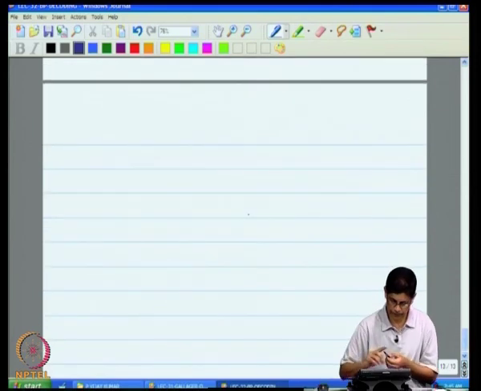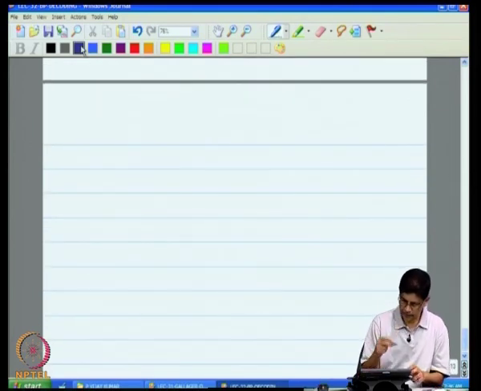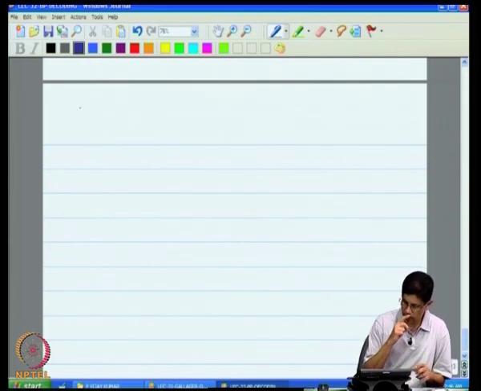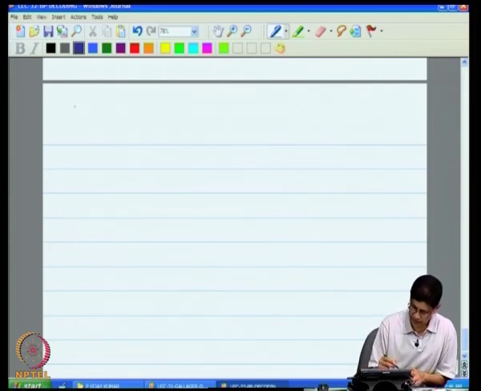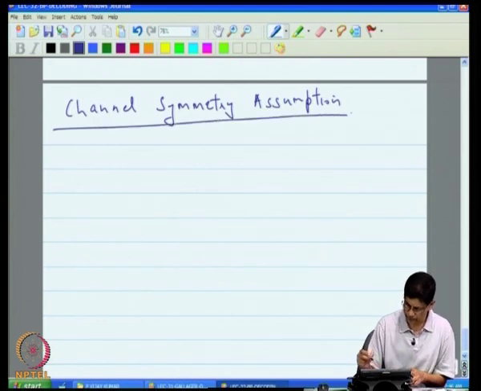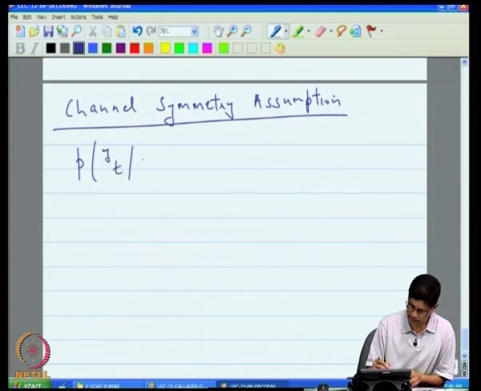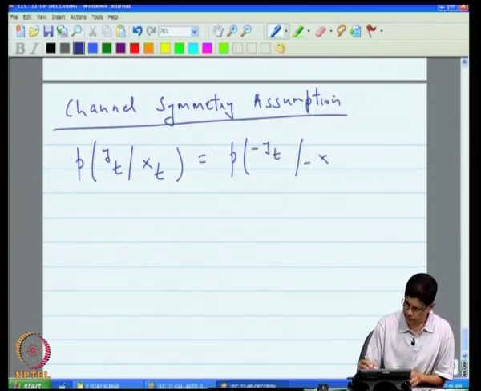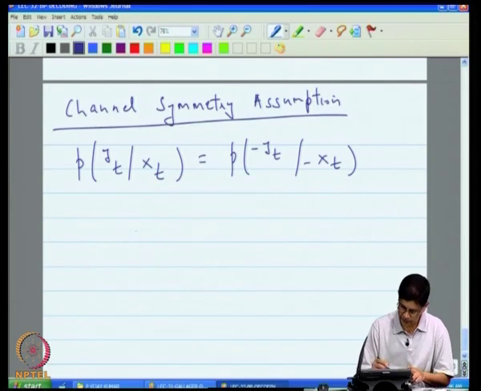Now, let us assume we had a channel. If you recall earlier, when I talked about the channel, we made the following assumption, which I called at that time the channel symmetry assumption, which basically said that the probability of yt given xt was equal to the probability of minus yt given minus xt.